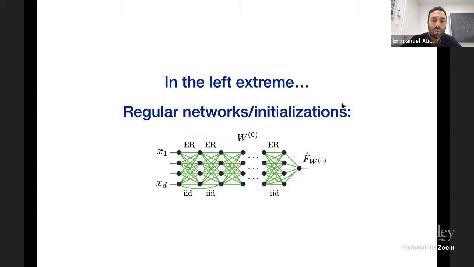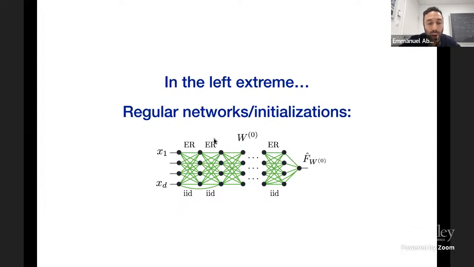So let's move to the extreme left of the spectrum of complexities and look at regular networks or initialization. We will define the type of nets we use in the theorems, but for now I will stay fairly high level. By regular, I mean that you put edges between a certain number of layers in an independent fashion across any pair of layers. You also put edges that could be long edges from the input to the middle in an IID fashion, and also from the middle to the output if you want. But all of this must be done with some probability for each type of edge, which is IID.